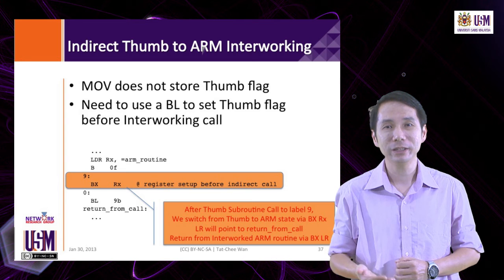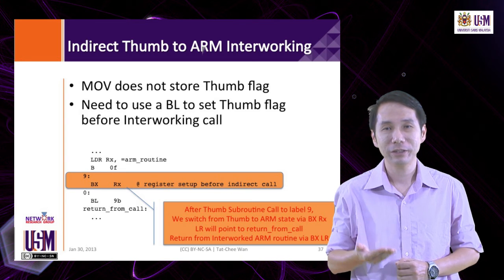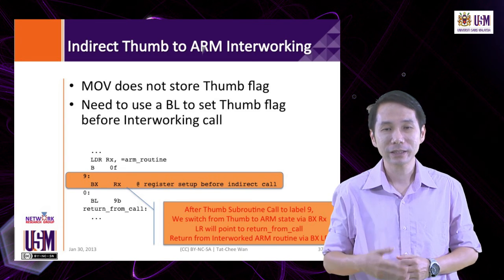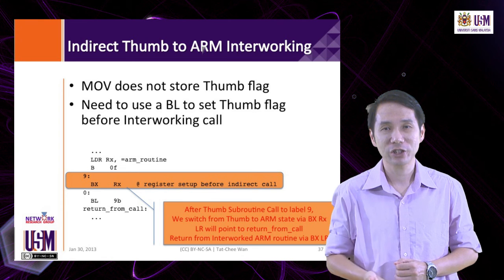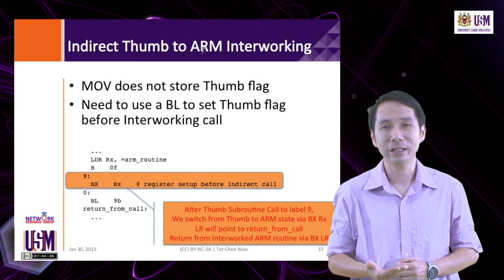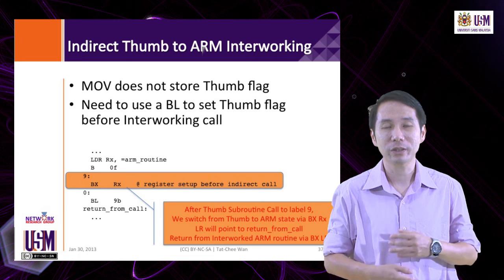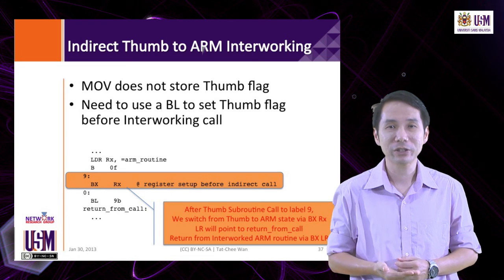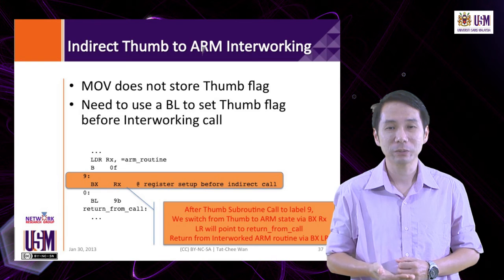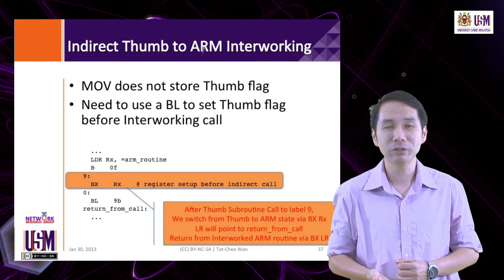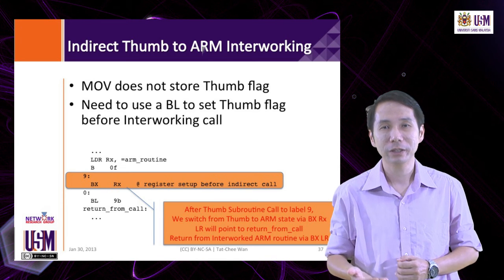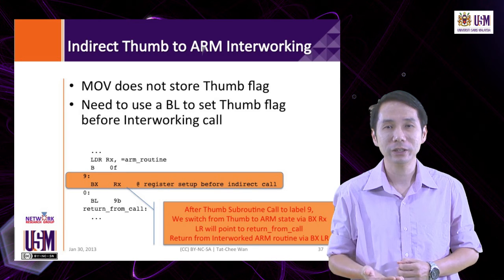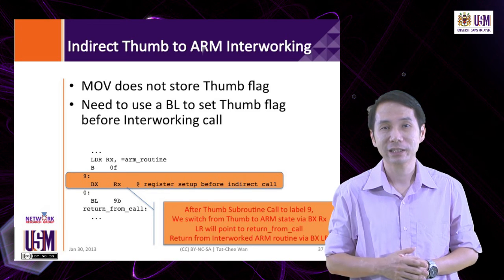We branch and link to the instruction in the address before this. Now this address contains a branch and exchange instruction. The branch and exchange instruction will take the value in Rx and then perform the switch to ARM state. Now the link register already contains the address of the label return from call. This allows us to return from the ARM function without having to worry about the location of the next instruction.